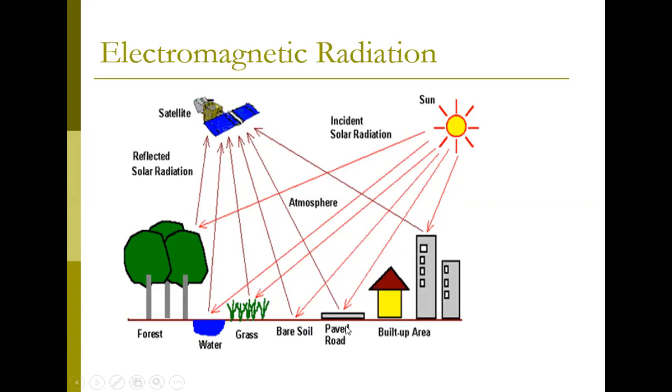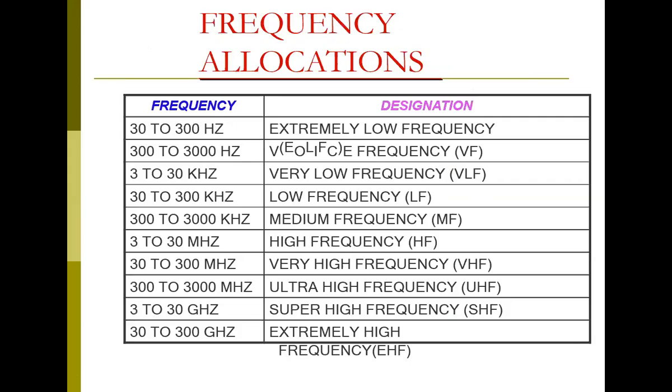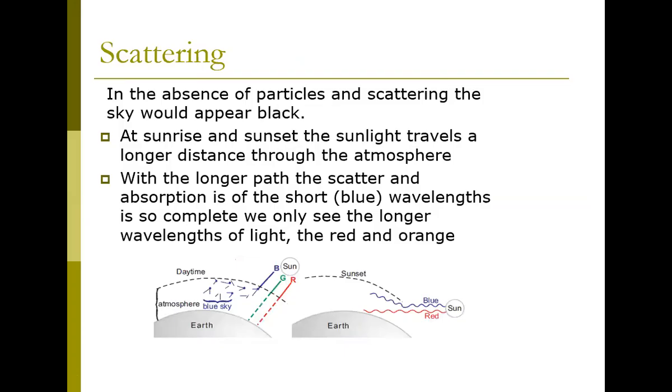A road also. A house is small, a well constructed house. So sunlight travels to each and everything. So here you can see, in the absence of particles and scattering, the sky would appear black.